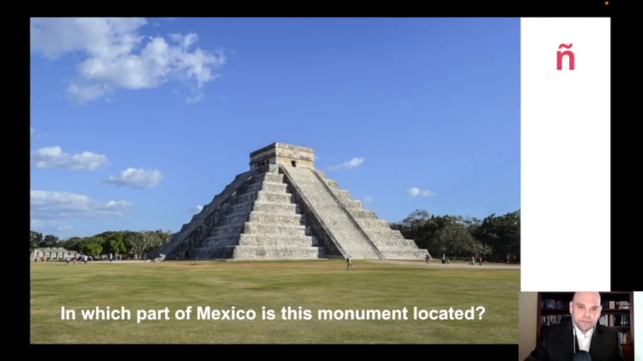Very good. Now it's time for the quiz. And the question is, in which part of Mexico is this monument located? So you let me know your answer below in the comments, please.